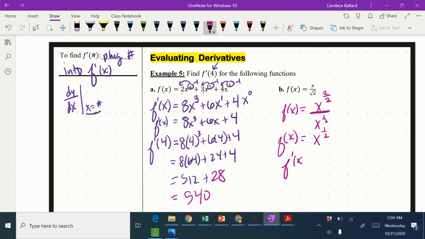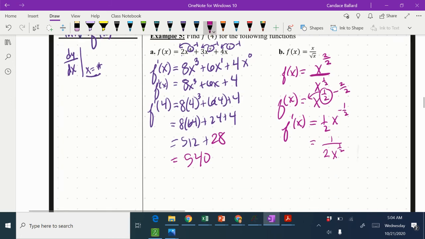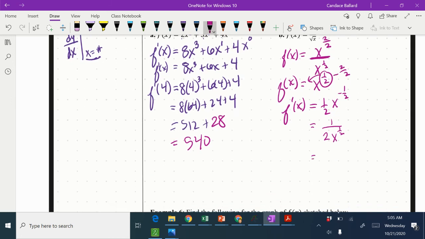So I'm going to take the derivative. That means I bring the 1/2 to the front, and I'm going to subtract 1. Our fancy 1 is going to be 2 over 2, which makes it x to the negative 1/2 power. Before I plug in, I do need to make my exponent positive. So I'm going to go 1 over x to the positive 1/2 power. I can do this a number of ways. I'm going to choose to go back into the radical.